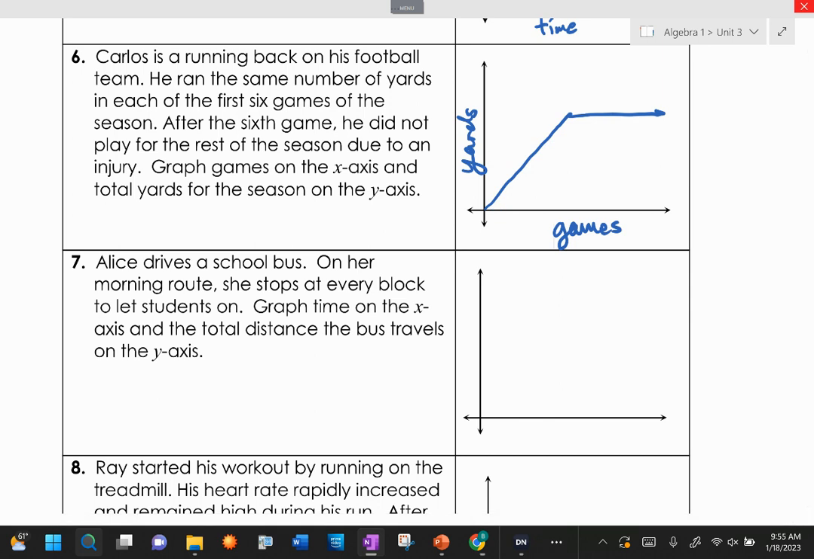On number 7, we have Alice drives the school bus. Don't run over me, please. Alice drives the school bus. On her morning route, she stops at every block to let students on.